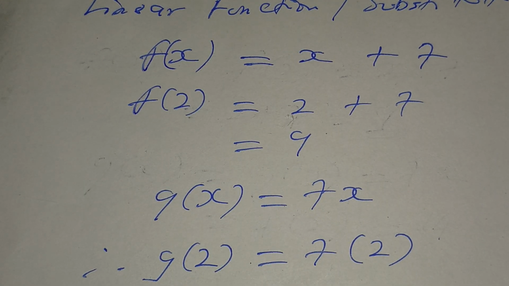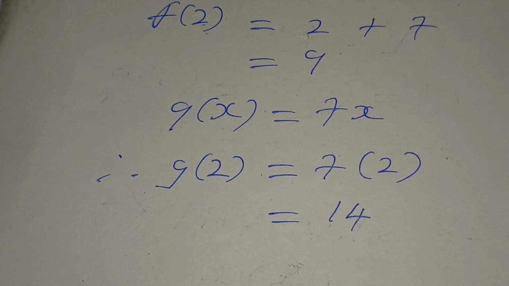If f of x equals x plus 7, then f of 2 means that 2 now replaces x, and that gives us 2 plus 7, which results in 9 as the value for f of 2. Then g of 2 will mean that 2 now replaces x. So if g of x equals 7x, then g of 2 will be 7 times 2, and that gives us 14.